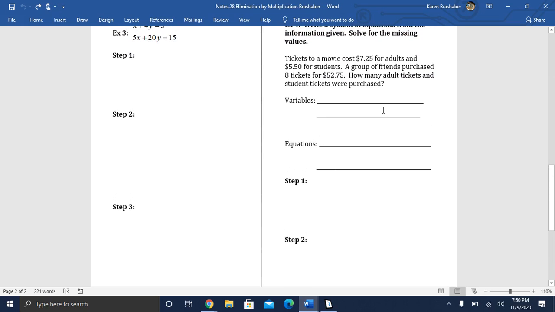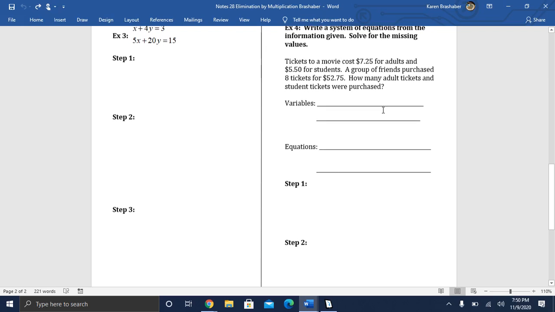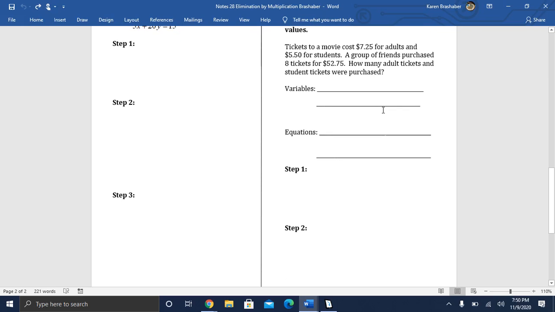It says, tickets to a movie cost $7.25 for adults and $5.50 for students. A group of friends purchased 8 tickets for $52.75. How many adult tickets and student tickets were purchased? So after reading the problem, I like for you to find the question. So the first question is, how many adult tickets were purchased?